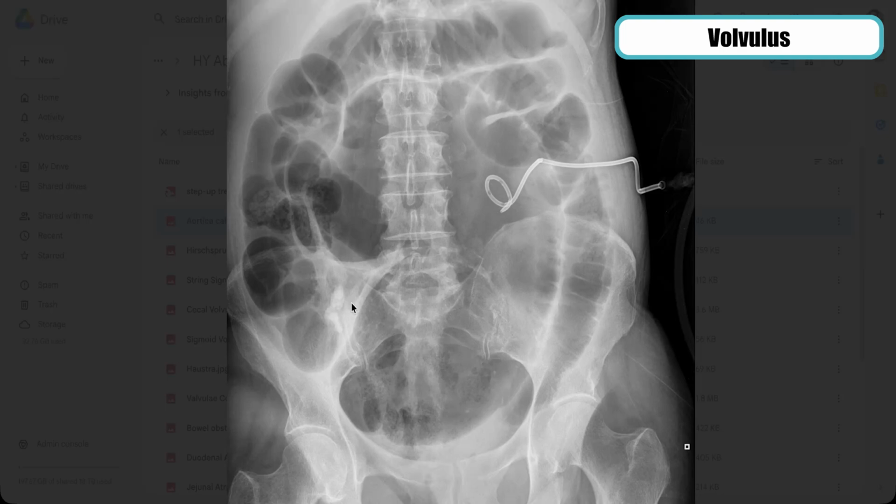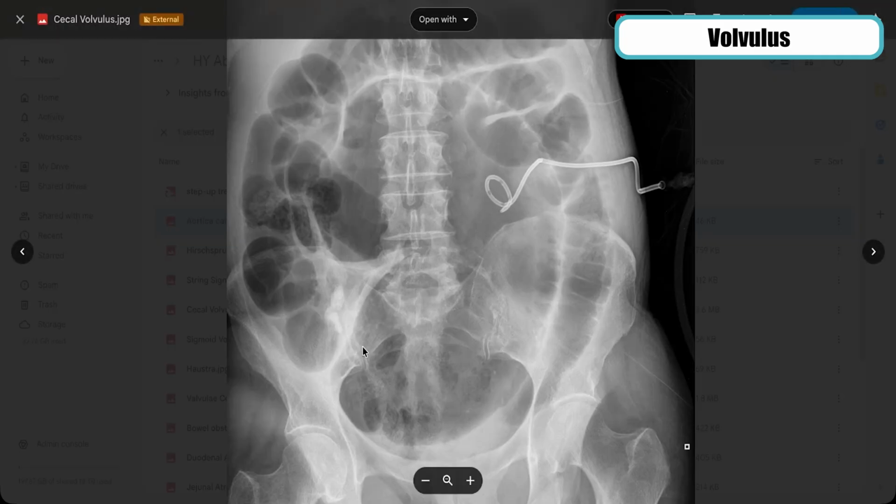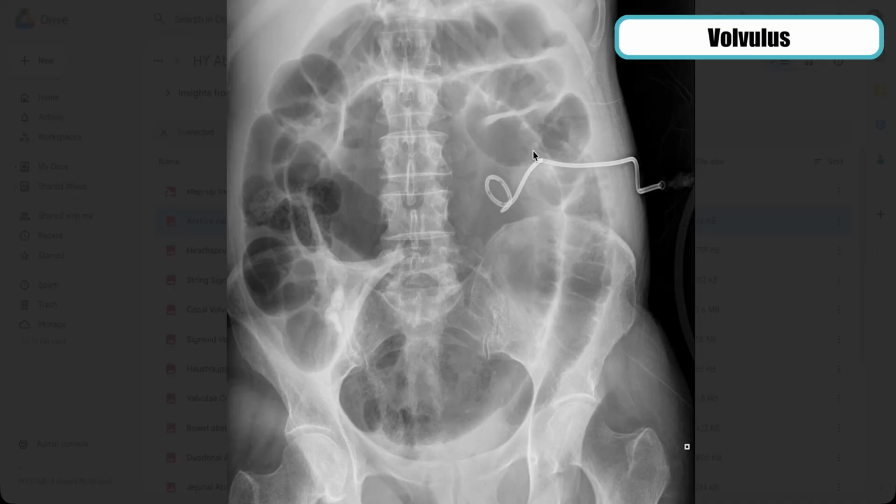Now, the question is, what type of volvulus? Cecal volvulus tends to have this big coffee bean pointing towards the left upper quadrant. That would be towards this direction up here. Whereas sigmoid volvulus tends to have that coffee bean shape pointed towards the right upper quadrant. That's not always true, but that tends to be how they show it on boards, if they're going to show you this.